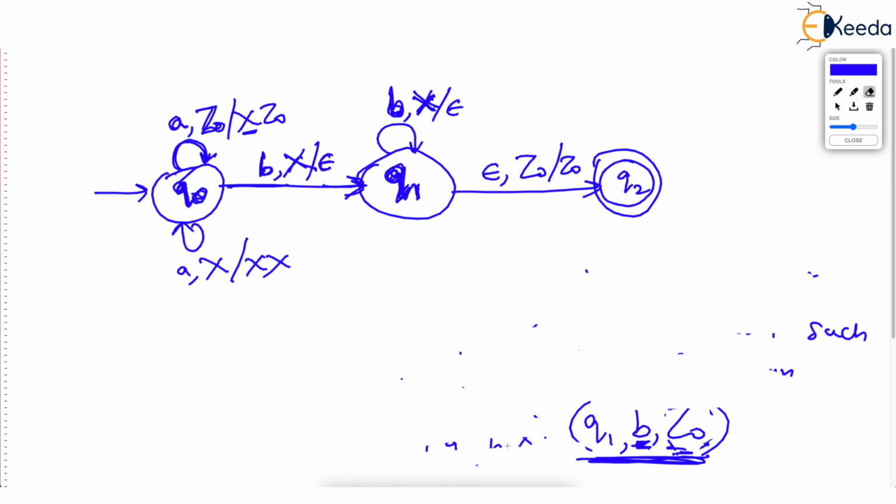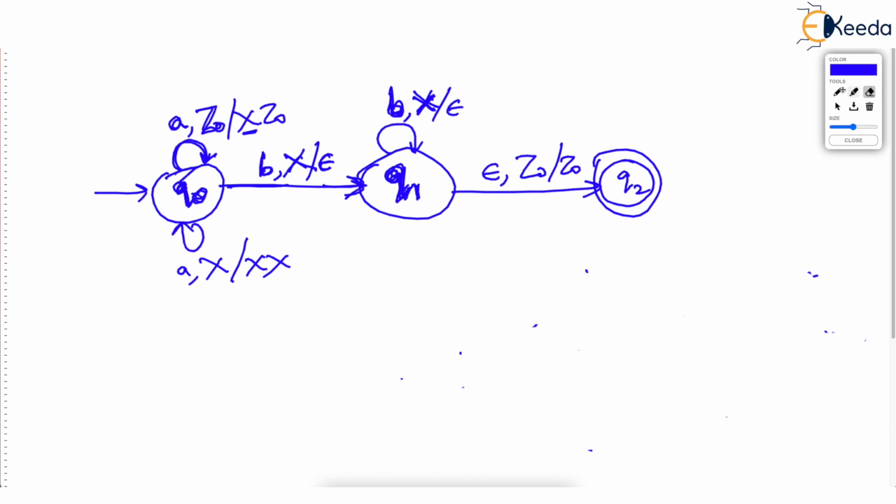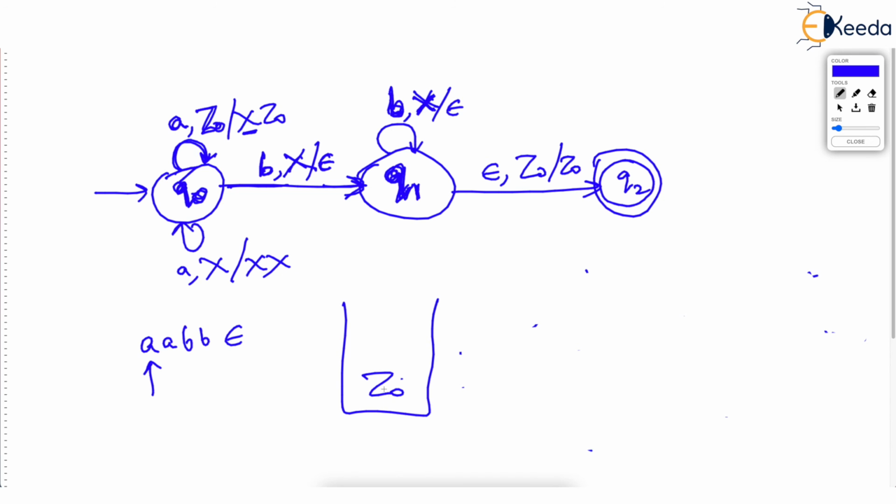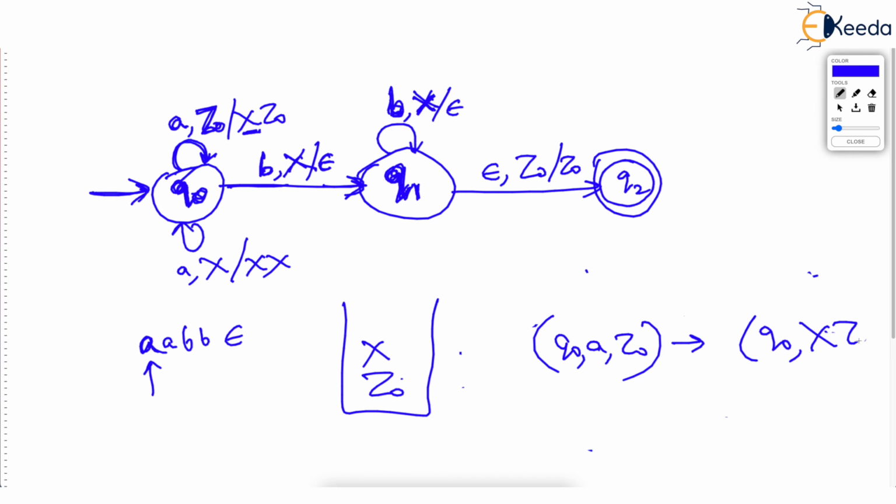Give me some time. Just see, if we take the input as double A double B and then the epsilon, this is the input. Now, what is the stack initially? That's Z0, and we are in the initial state to begin with. Now, what is the configuration? We are reading A, we are in Q0, and top is Z0. So we have Q0, A, Z0. This is the first A. Then we said that we will be pushing X and we will stay in Q0. So still in Q0, but top is X.